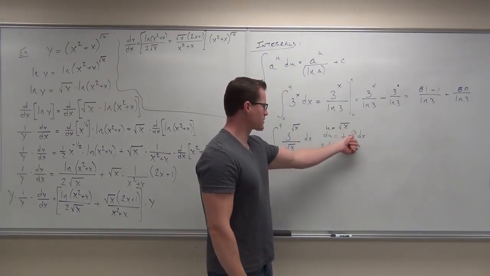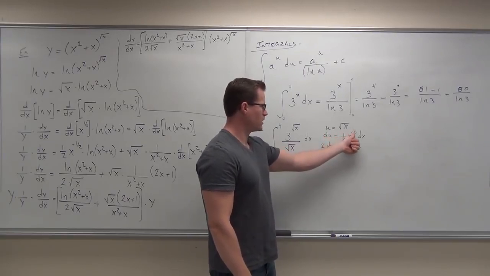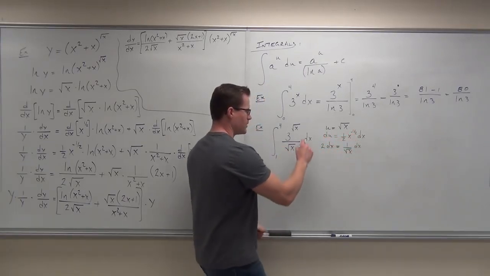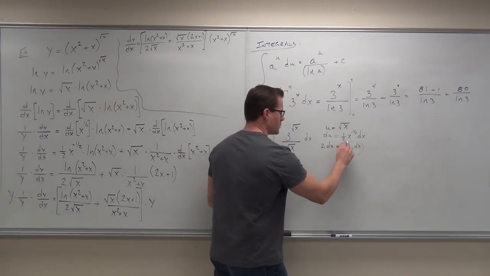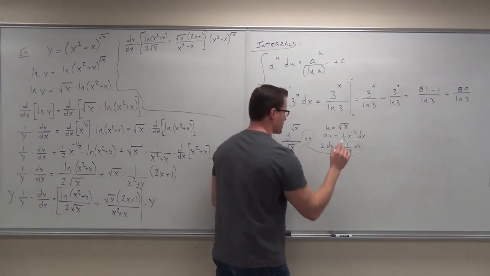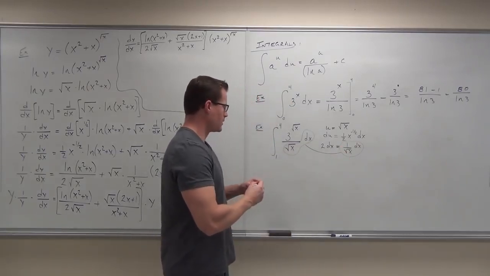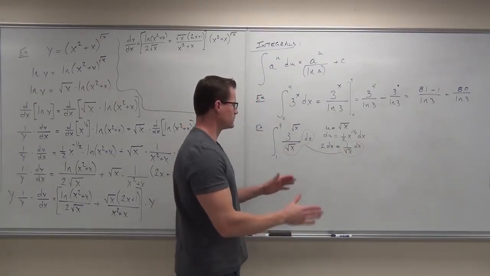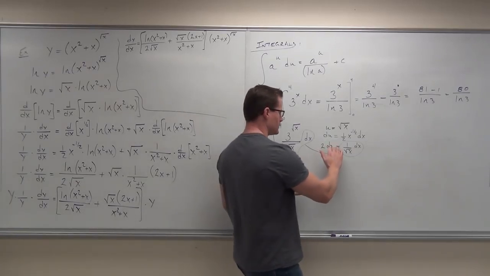So this is, well, multiply by 2, you get 2. This is 1 over square root of x. This piece is this piece. 2 du. Oh yeah, you're right.